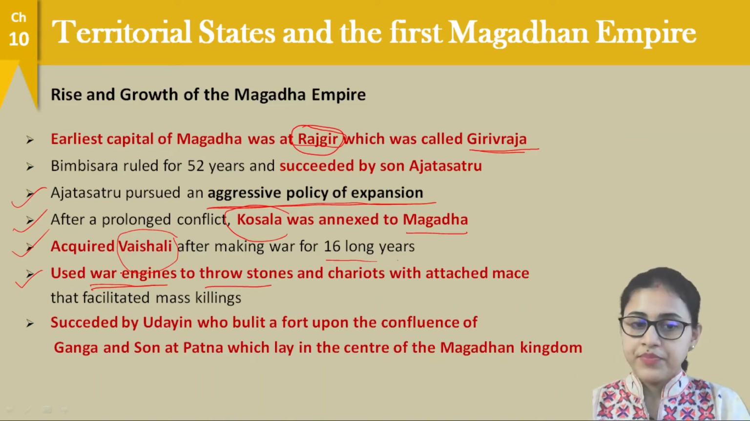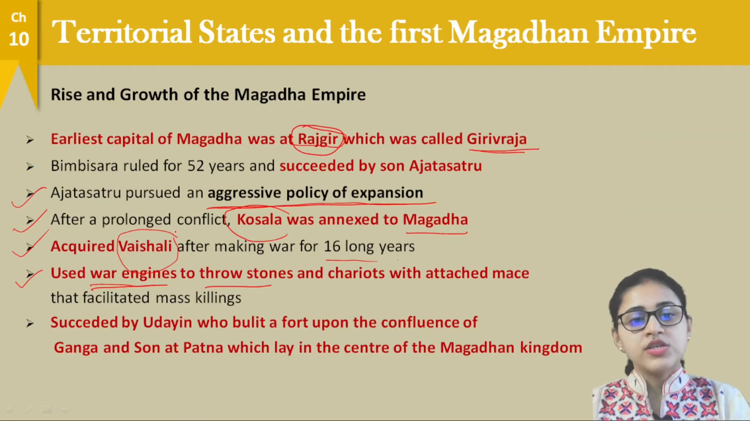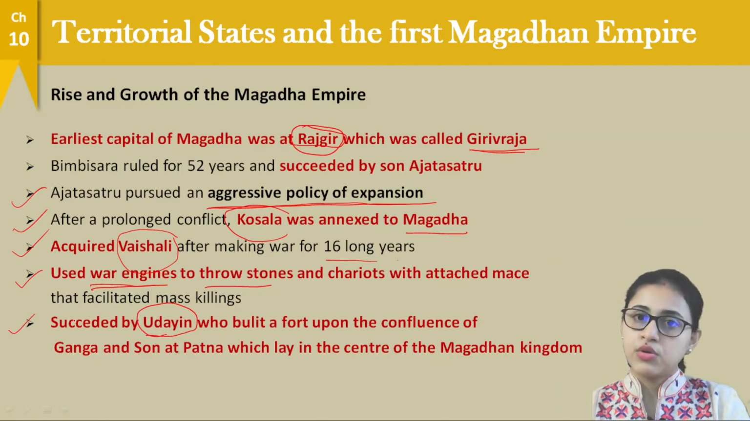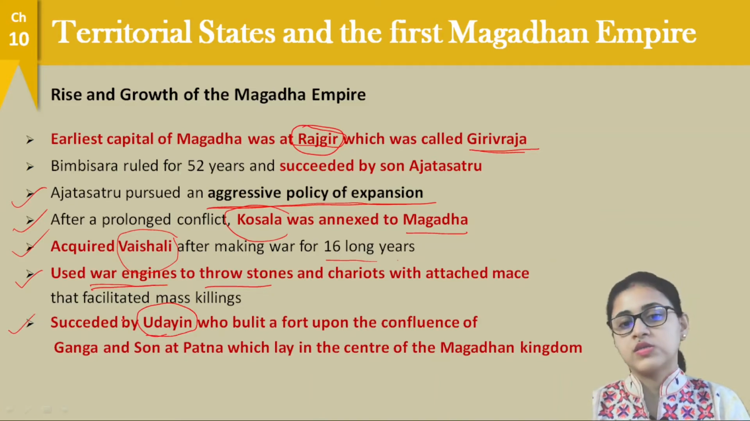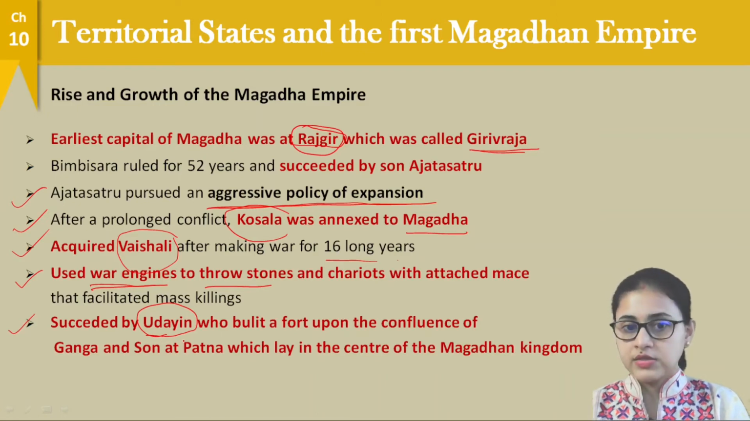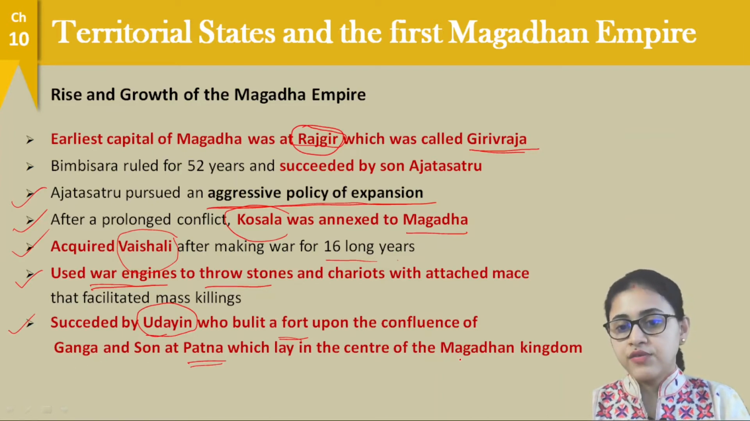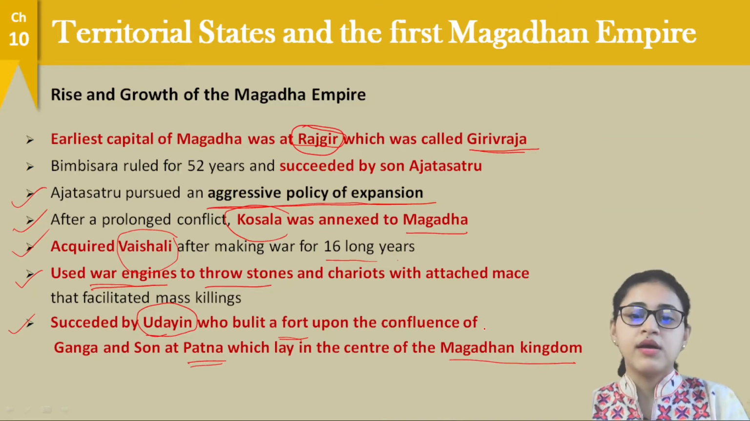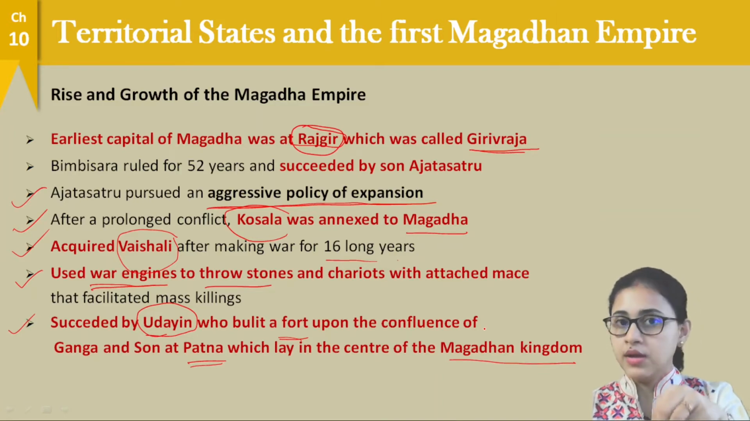Now Ajatasattu was succeeded by Udayin. So you also try to remember the chronology of the kings. Ajatasattu was succeeded by Udayin of the Haryanka dynasty. Now, Udayin built a fort upon the confluence of the Ganga and the Son at Patna, and this lay in the center of the Magadhan kingdom. So Udayin built a fort at Patna, which was at the center of the Magadhan empire.